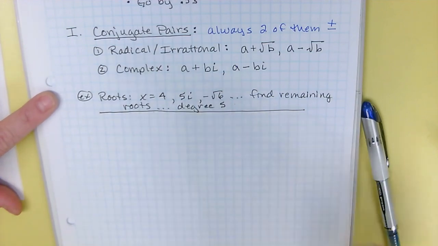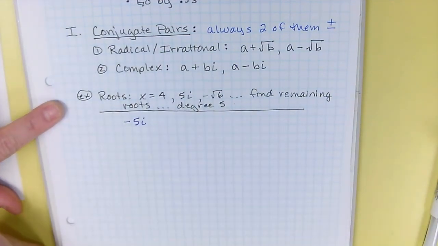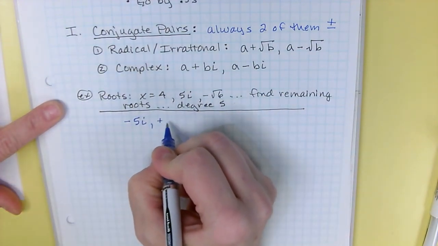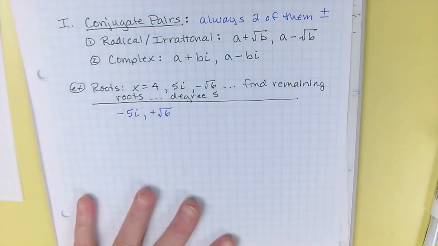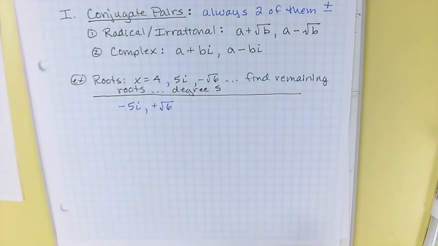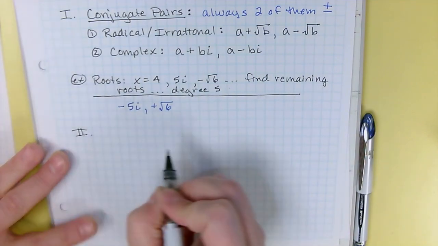So because there's a 5i, that means there has to be a negative 5i root. Because there's a negative radical 6, there has to be a positive radical 6 root. So actually there ends up being 5 roots. It is a degree 5 with the conjugate pairs. So that's how you do those questions. Pretty straightforward. Okay, Roman numeral 2.